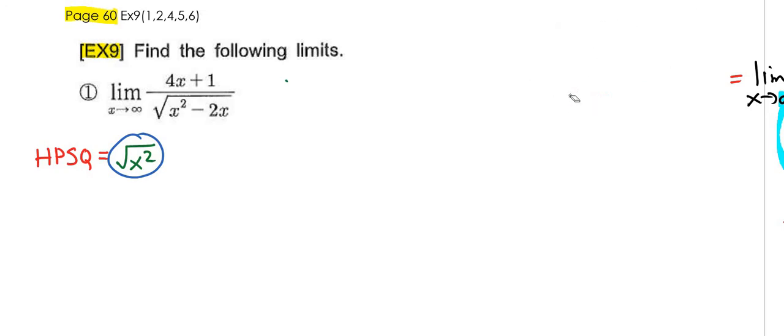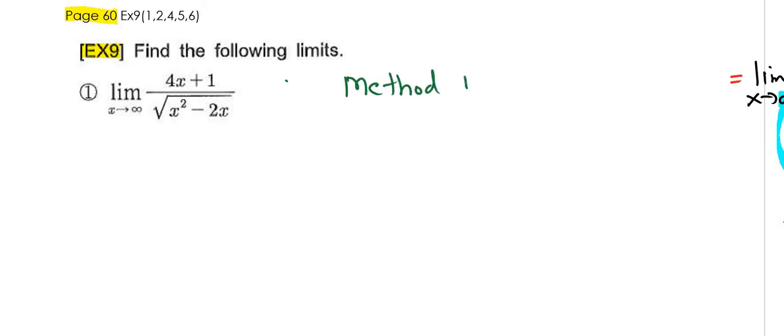Okay, so let's move on to something we call method number 2. Just a heads up, method number 2 does not work all the time. There are some problems I'll show you where it doesn't work, but luckily method number 2 does work for question number 1 here. Now, what we do here is I have a 4x and a 1. Which has the higher degree, or which has more x's? Well, the 4x term has more x's. So the constant is just going to go to 0, so I can just get rid of that.